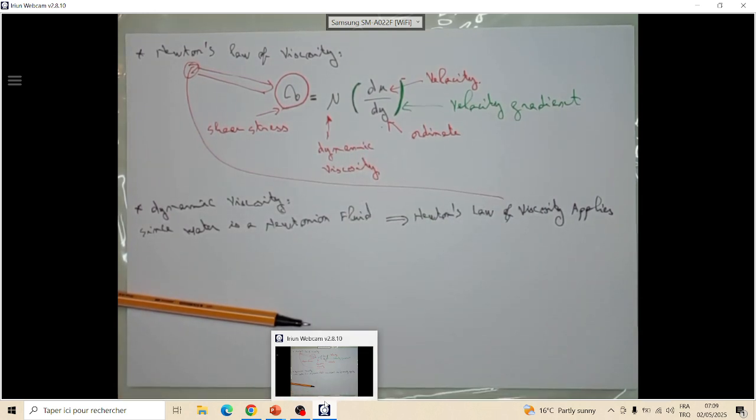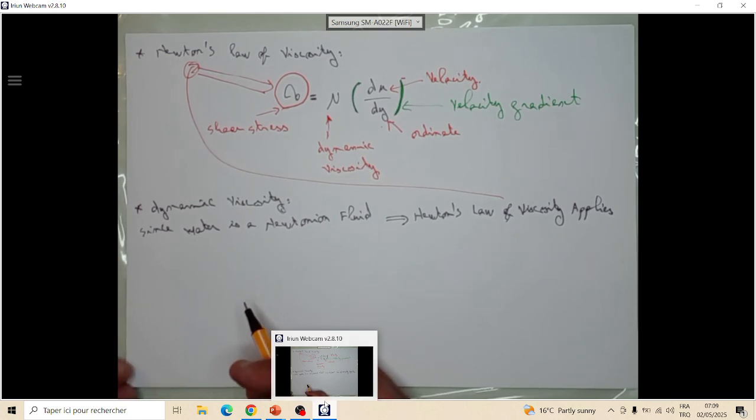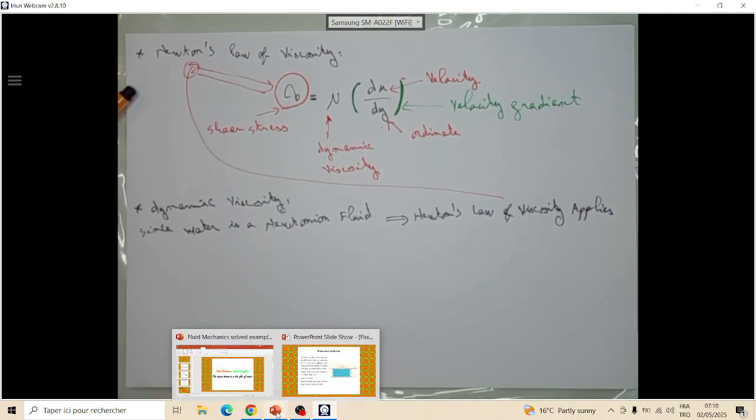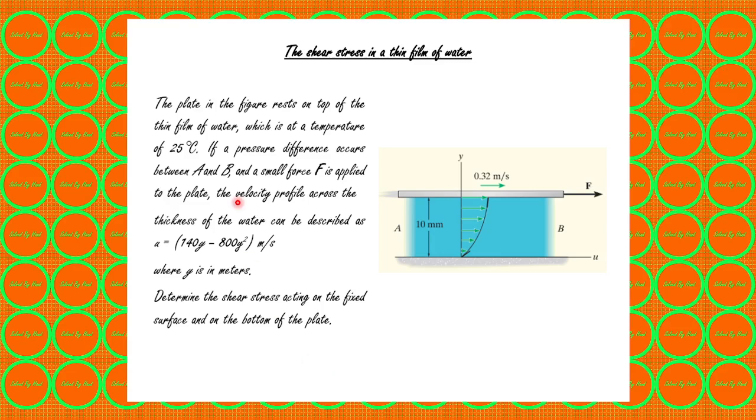We have said that we have to calculate the dynamic viscosity. We have water at 25 degrees Celsius. I will go back, so here we have the temperature. The plate in the figure rests on the top of the thin film of water, which is at a temperature of 25 degrees Celsius.